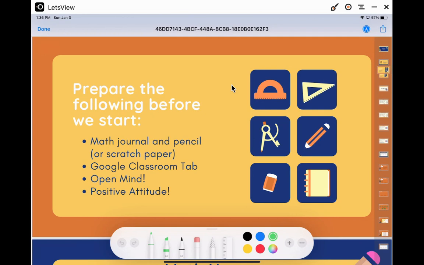Please make sure at this time that you have your math journal and a pencil ready. If you do not have your math journal and a pencil, please make sure that you have a piece of scratch paper that you can put in a folder or a notebook or in a safe place for you to refer back to later. Also, make sure that you have your Google Classroom tab open, as your assignment for after today's lesson will be in Google Classroom. You also want to make sure that you come with an open mind and a positive attitude so that you are ready to learn.